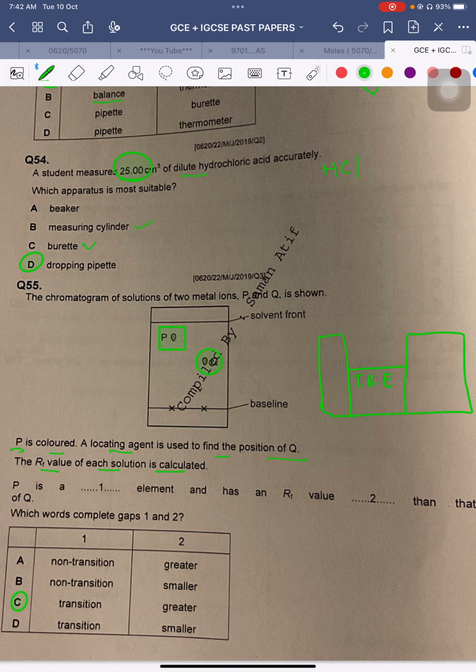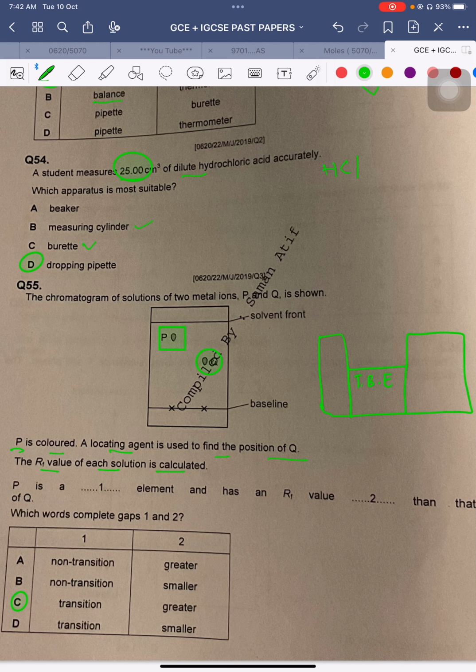Transition block elements have one property, that they make colored compounds. So here in the chromatogram, they are going to make a colored compound. We can say that transition block elements make colored compounds, so they do not require any additional locating agent. So P is an element of the transition block and has an RF value greater than Q. Why? Because P has traveled a longer distance.